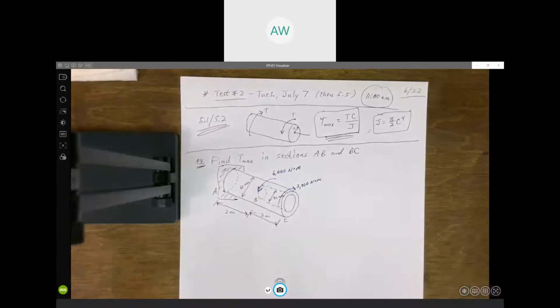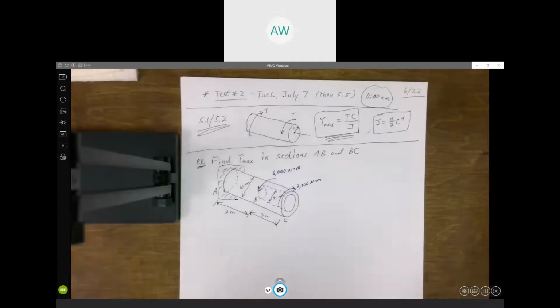All right, any questions about my picture? It's not great, but hopefully it's clear. Everybody sees what the shaft looks like and the 2 applied torques in the direction.